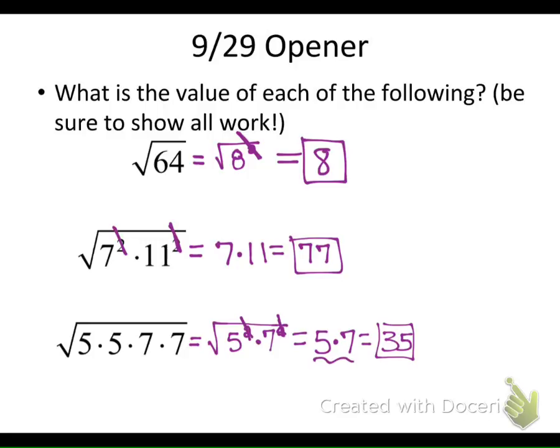Now, another way that you could do this, and I'm going to write it in red. You don't have to write it both ways. Another way that you could do this, circle your 5s. They go together, right? There's 2 of them. So cancel one of your 5s with the square root. Circle your 7s. One of those 7s cancels the square root. So then I'm left with just what here? 5 times 7, which will then equal 35. So either way, in the purple or the red, would be an acceptable way to show your work today.